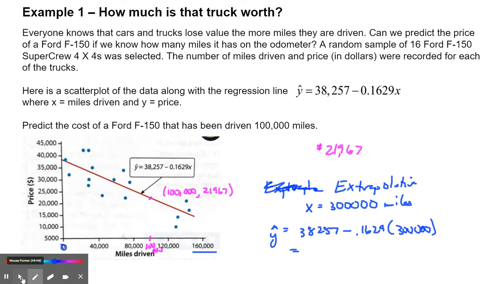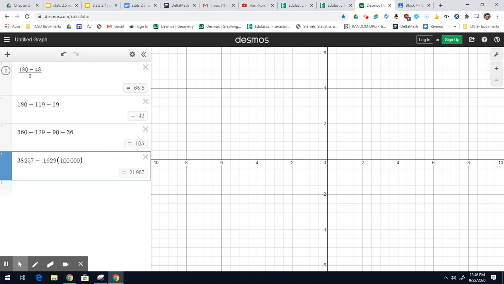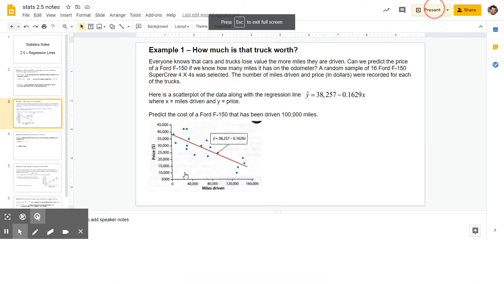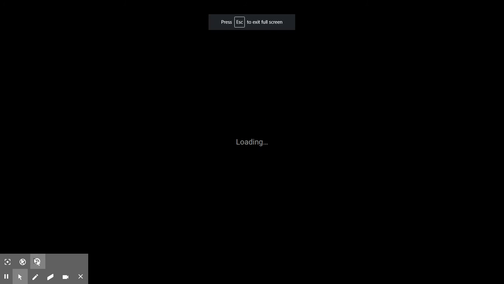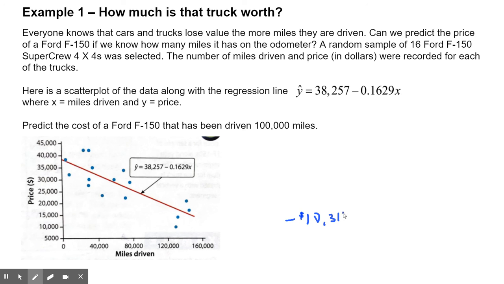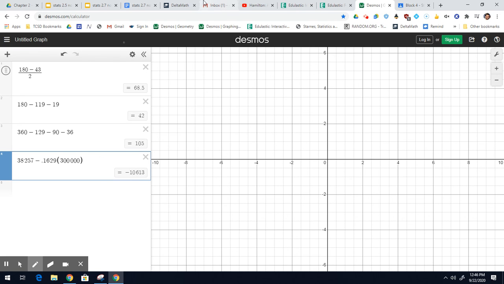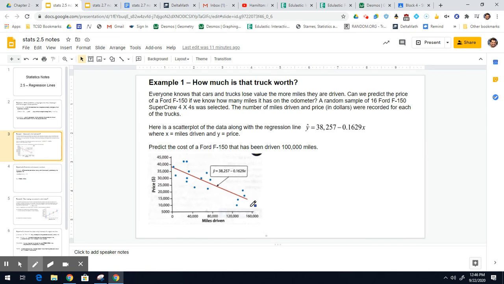Okay, so let me go to the Desmos graphing calculator. Let's change the 100,000 to 300,000. And now look at that, negative $10,613. So you're trying to tell me that if I put in 300,000 miles, you get something like negative $10,613.